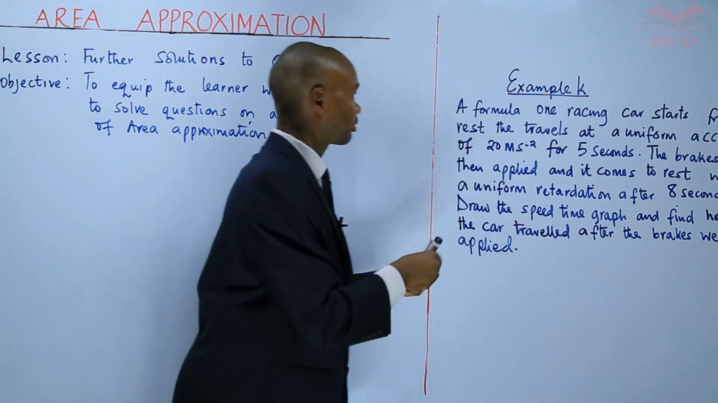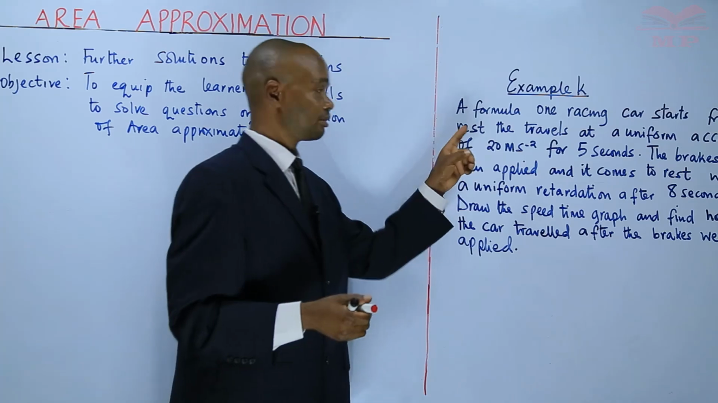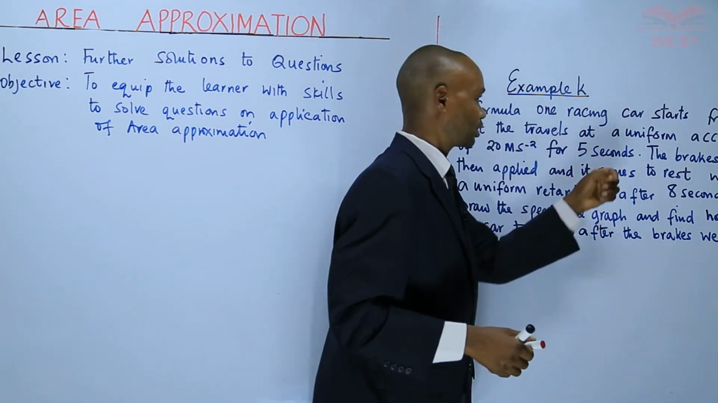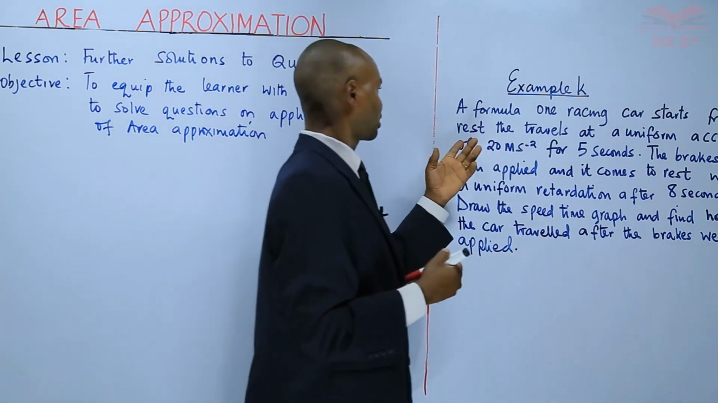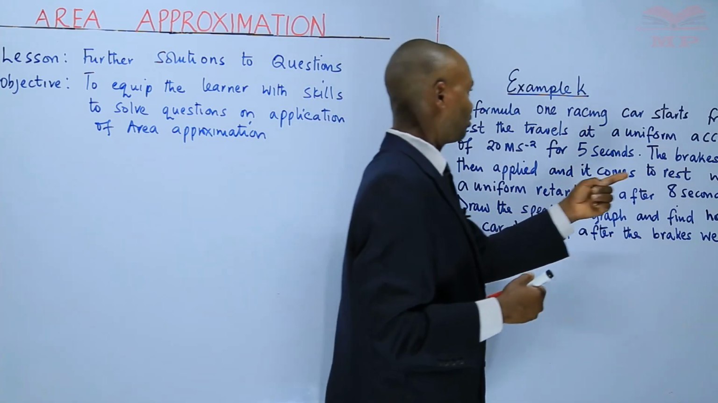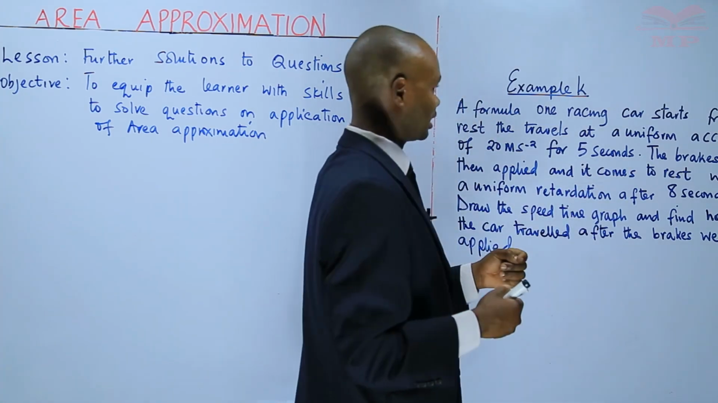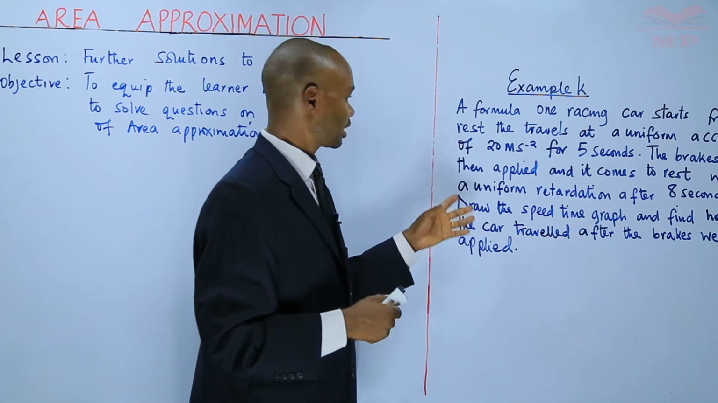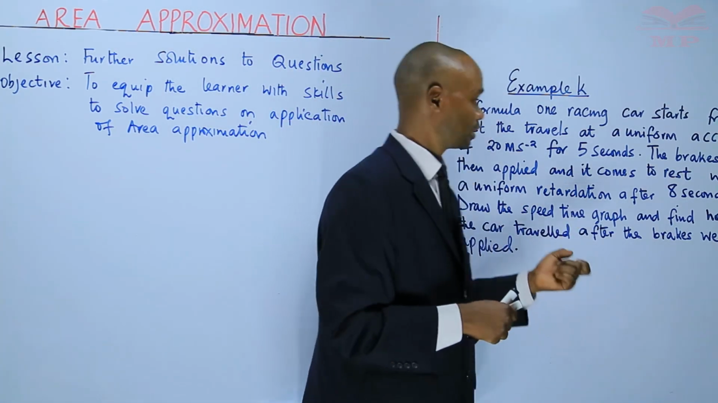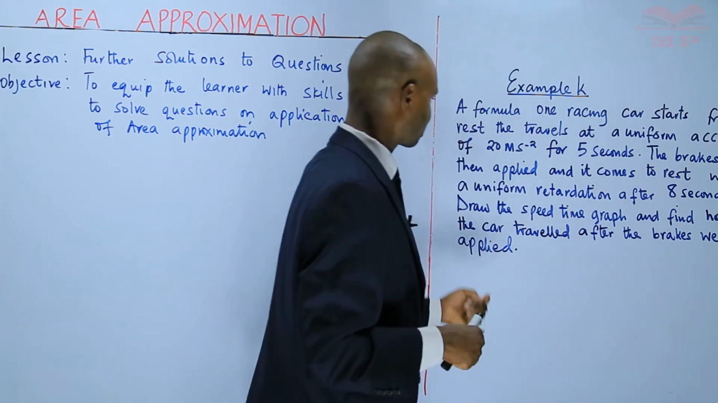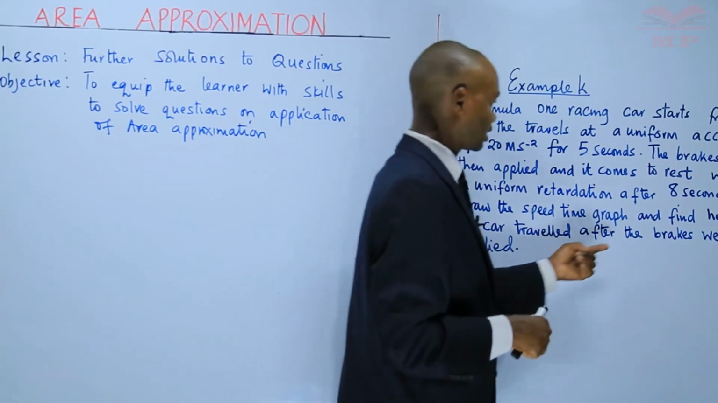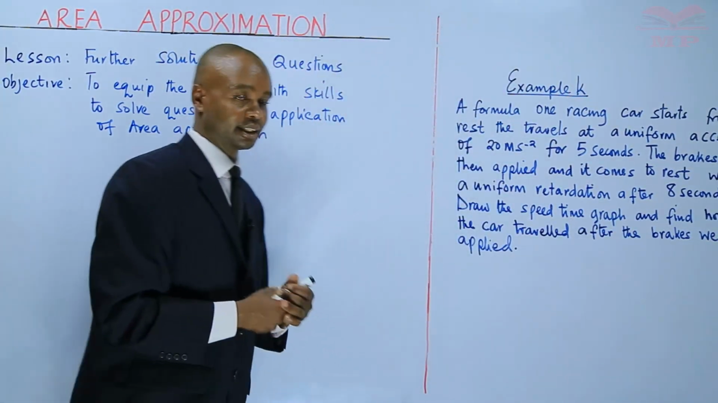Straight to the question. A Formula 1 racing car starts from rest and travels at a uniform acceleration of 20 meters per second squared for 5 seconds. The car brakes are then applied and it comes to rest with a uniform retardation. Another name for retardation is deceleration. After 8 seconds, draw the speed time graph and find how far the car traveled after the brakes were applied.